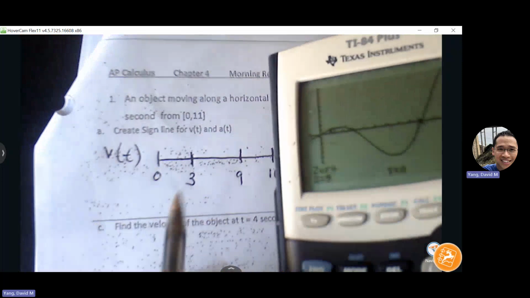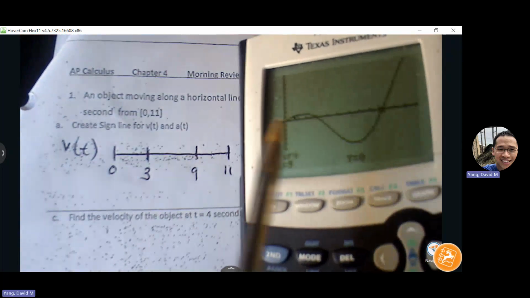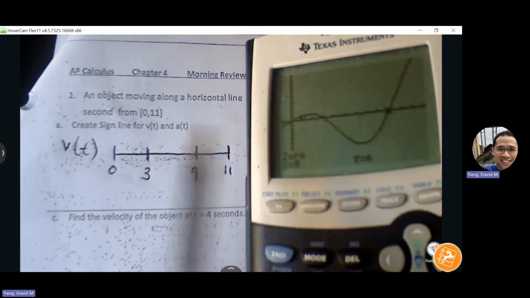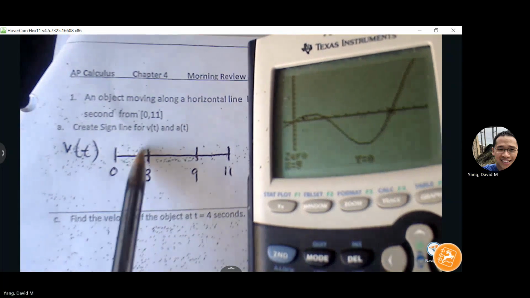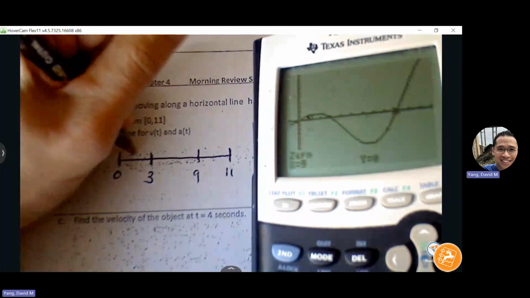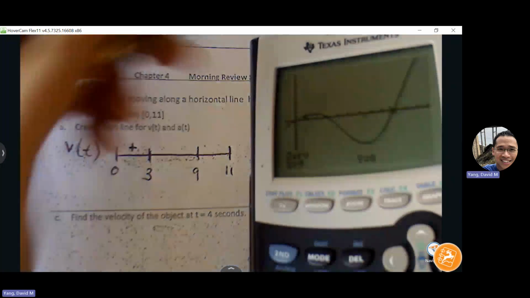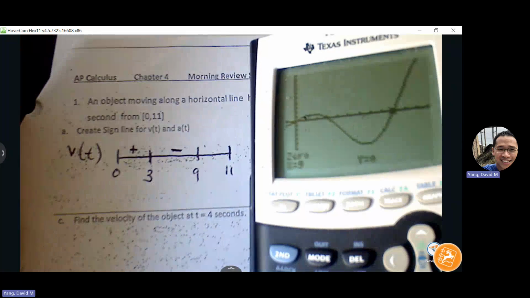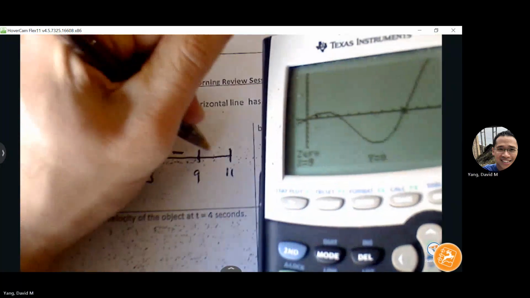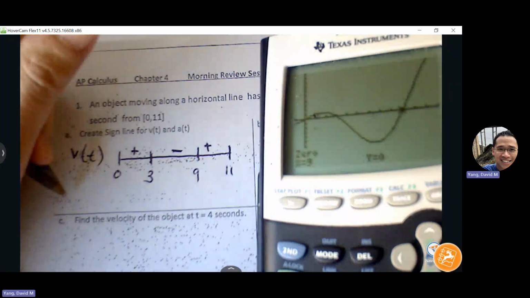Okay, so this is the derivative graph, our velocity graph. Anything above the x-axis is positive velocity, anything below is negative velocity. So between 0 and 3, what can we say? Positive velocity. Between 3 and 9, negative velocity. Between 9 and 11, positive. Okay. We're also going to do a sign line for acceleration.